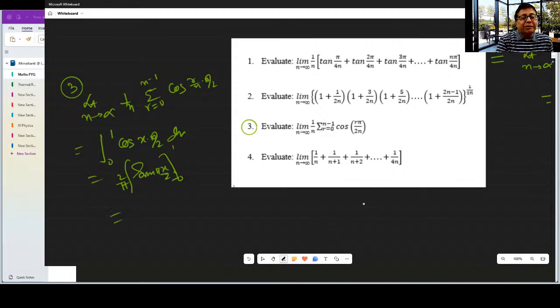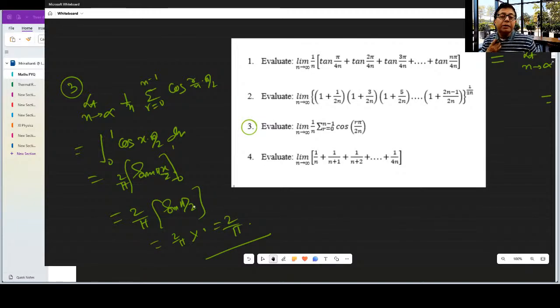So upper limit minus lower limit, 2 by pi sin pi by 2, x is 1. So this is 2 by pi. Okay? Then do number 4, I'll show you number 2 then.